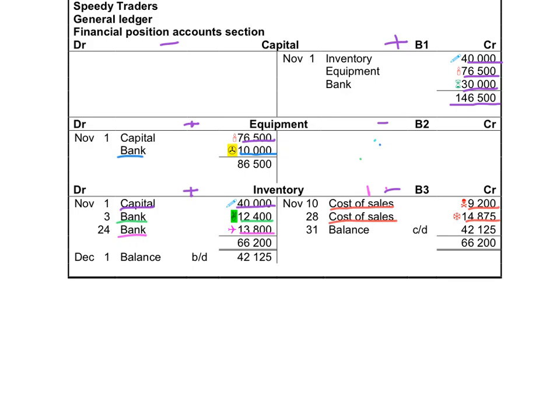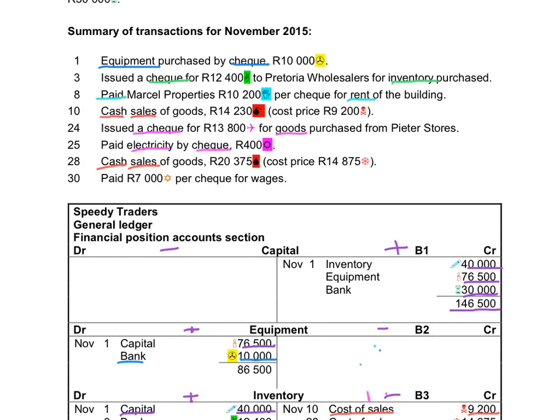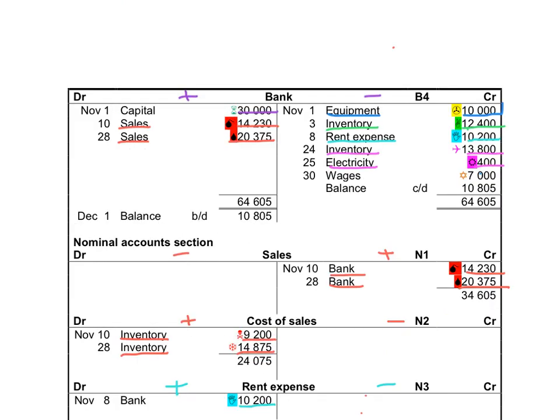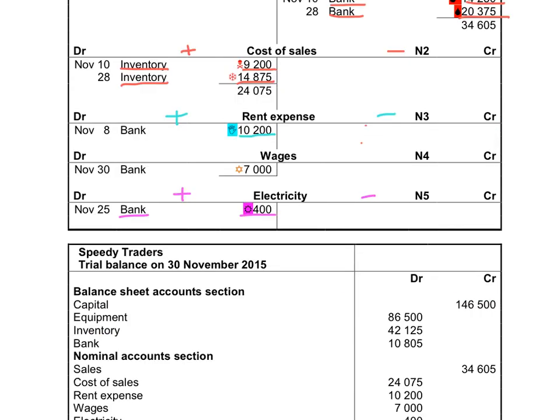Paid 7,000 to pay for wages, so money was taken out of the bank and the double entry will be in wages. The bank account is credited to reduce the amount of money in the bank. Wages is debited to increase the total expense that we paid on the debit side.